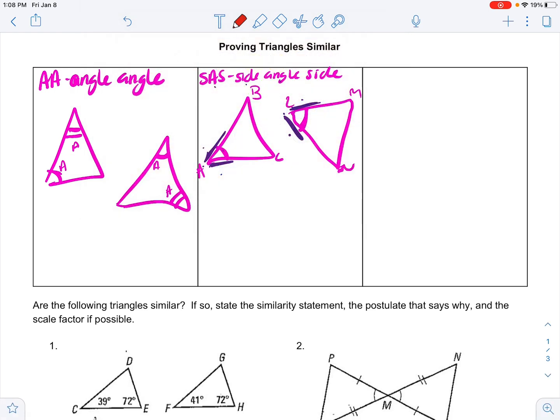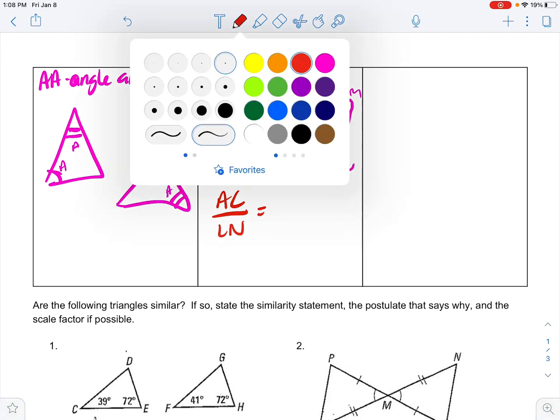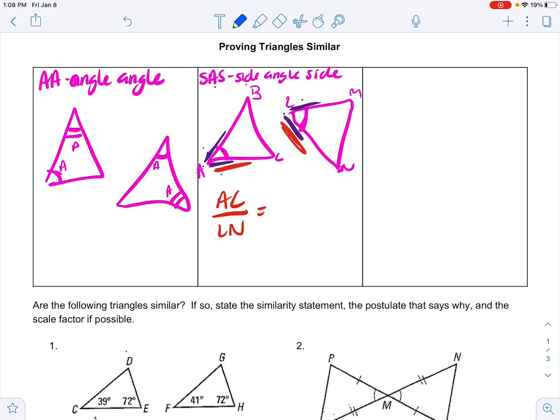Now we need to set up our proportions. So I have AC over LN equals, and then do the other side. So we have AB over LM, which would be the other side. So if these two are equal and we have the angle between them equal, then yes, they are similar by side, angle, side. The last one is side, side, side.